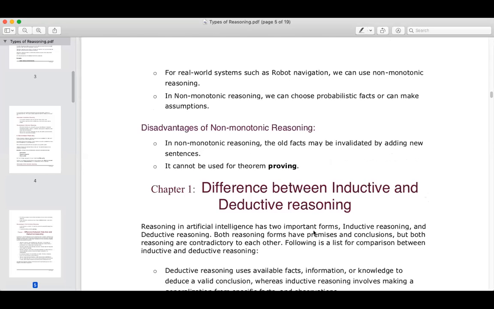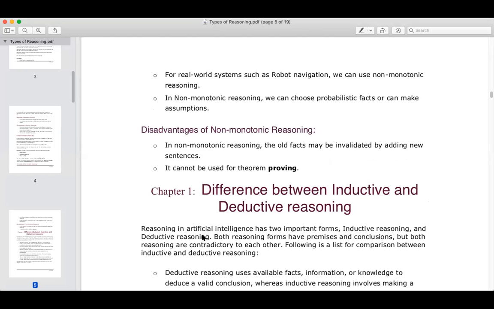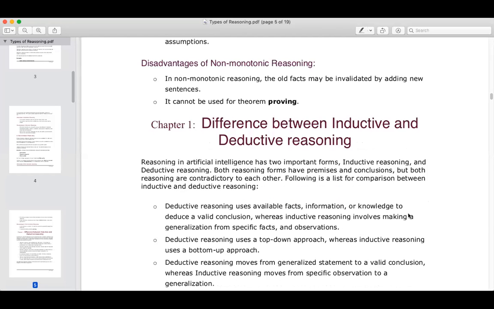Now let's see the last point. The difference is like reasoning in artificial intelligence. Deductive reasoning uses available facts, information, or knowledge to deduce a valid conclusion, whereas inductive reasoning involves making a generalization from specific facts and observation. Look at the difference between the two.